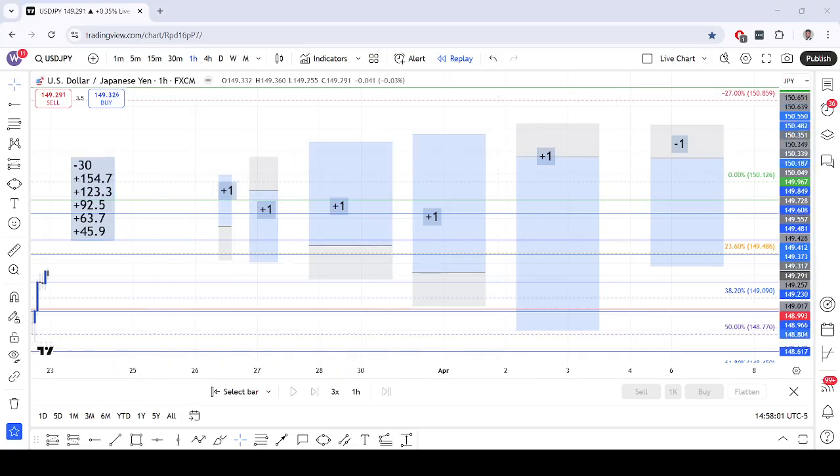That would have been, let me see, in pips, and if you're still using, just risking 1% of your account or 10% or whatever that may be. Yeah, different people do different things. 4.7 plus 123.3 plus 92.5 plus 63.7 plus 45.9. That would have been 450 pips in 1 week.